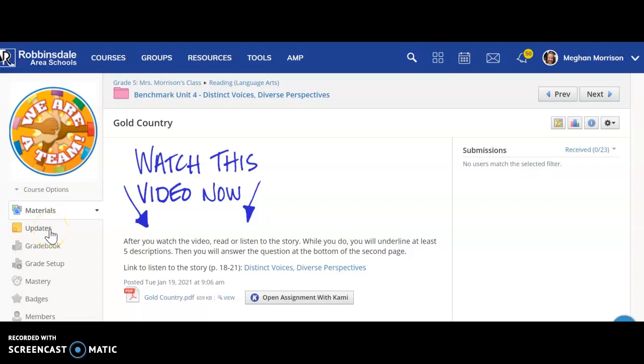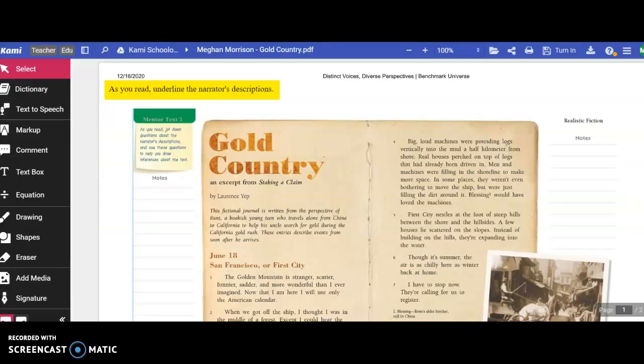Today you are going to read a story called Gold Country. It's historical fiction, so it takes place in the past, but it's still pretty realistic to what was going on at that time. As you read the story, you're going to underline at least 5 descriptions that the author gives.